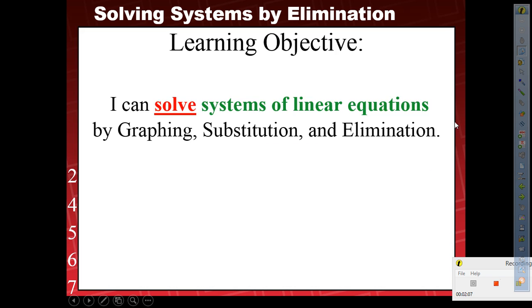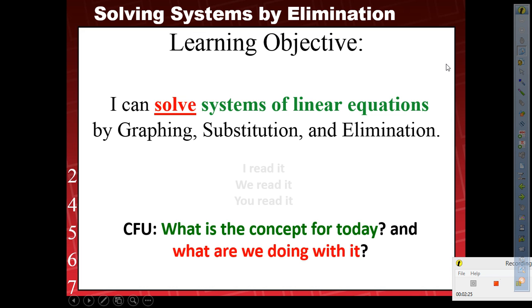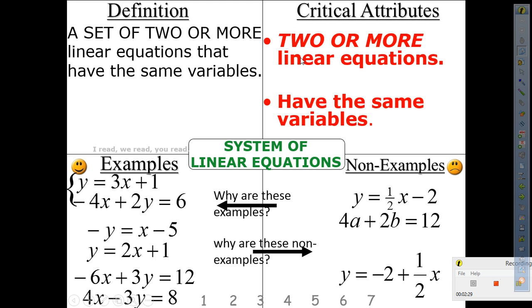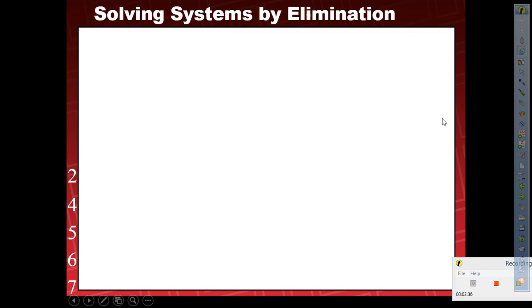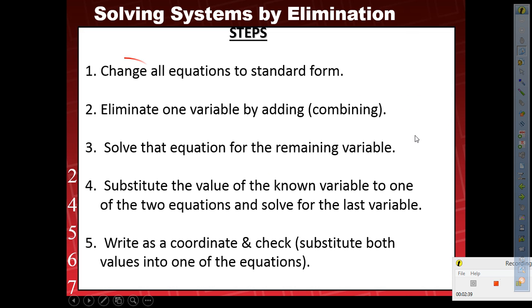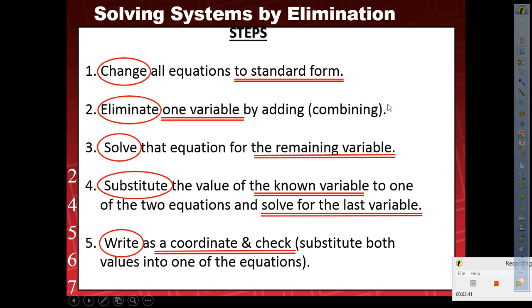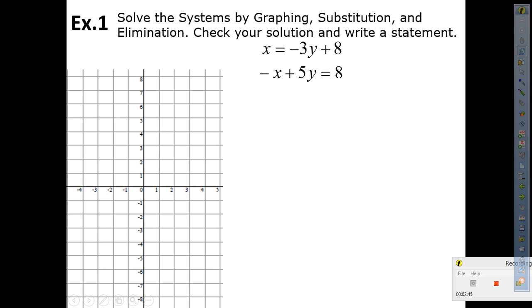So, our objective for today, I can solve systems of linear equations by graphing, substitution, and elimination. Let's read together. 1, 2, 3. I can solve systems of linear equations by graphing, substitution, and elimination. Since we already know what systems are, we don't need a Frayer model, right? 2 linear equations, right? 2 variables, or the same variables. We already have steps, remember that, for all the stuff that we've been doing. This is for elimination. So now let me get started with a practice.